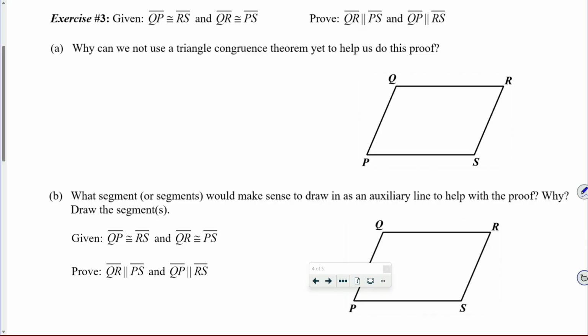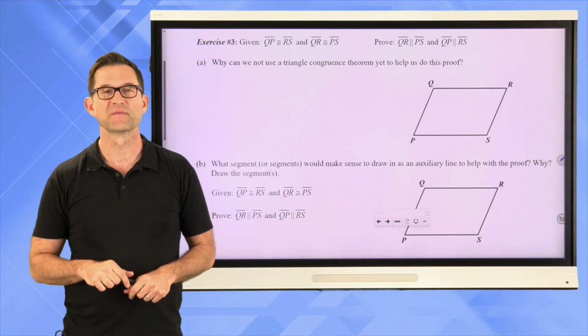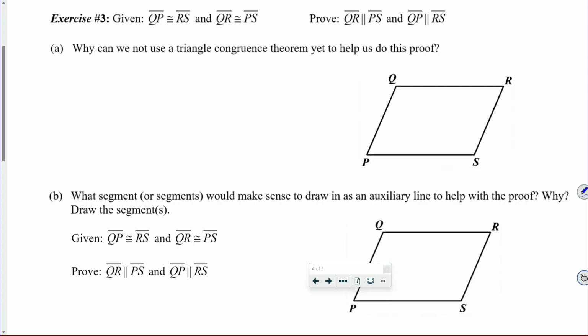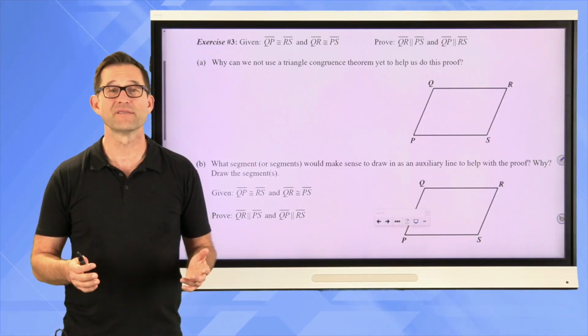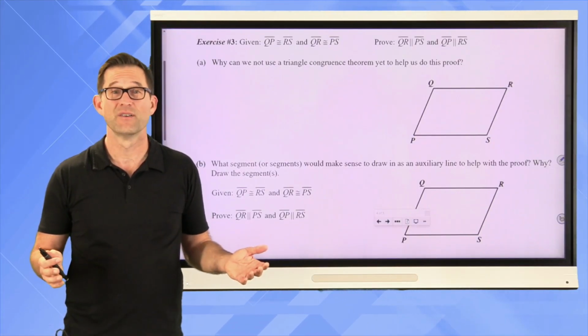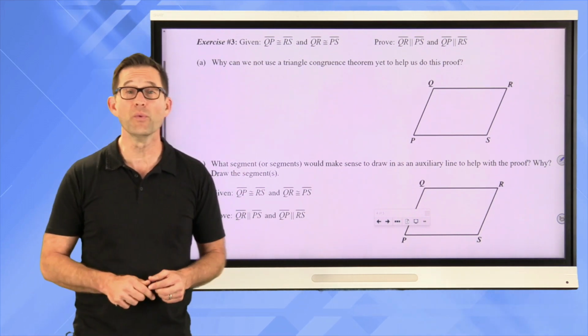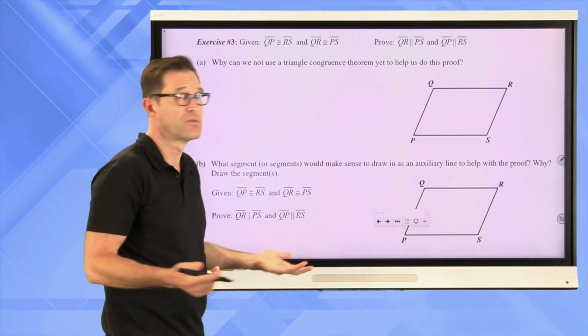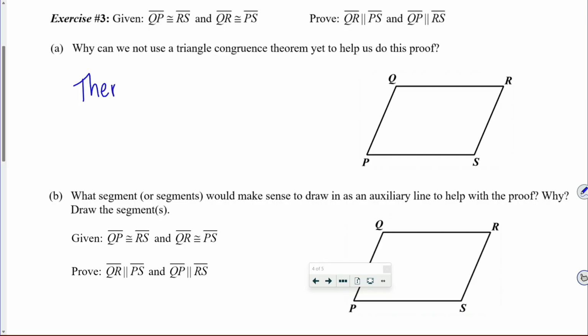Letter A. Why can we not use a triangle congruence theorem yet to help us do this proof? Well, state the obvious. Pause the video now. Well, the obvious is there are no triangles, right? It's pretty hard to use a triangle congruence theorem in an image or in a figure that has no triangles, right? So it's that simple. There are no triangles.